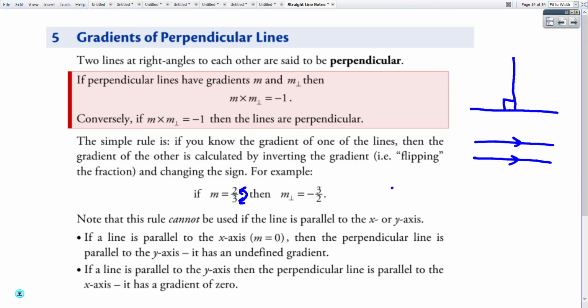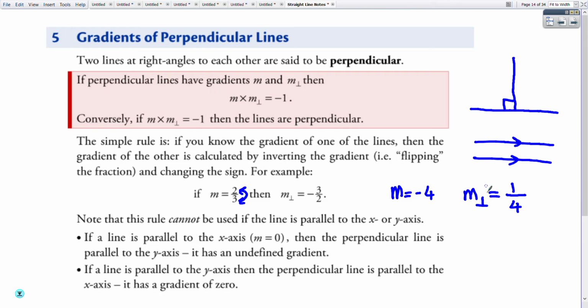I'm going to do another one here. If we had a gradient of, let's say, -4, because we know that every whole number is just a fraction over 1, if we flip this fraction, or this whole number, it would become 1/4. And it would go from a negative to a positive, so that negative will go away.